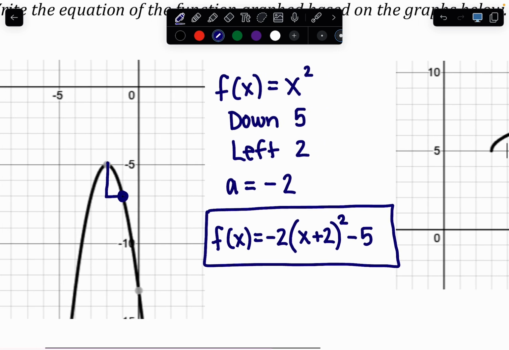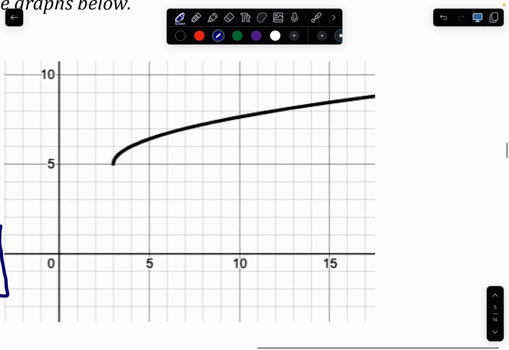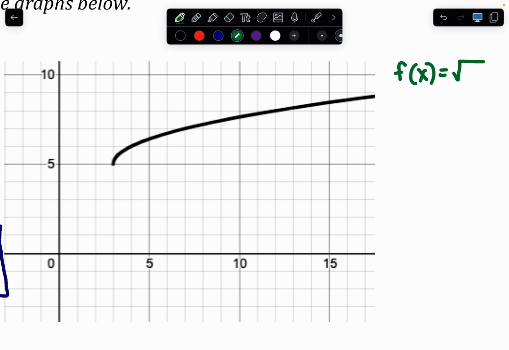Okay, last one. What is the parent function of this graph? Square root. Okay, how is it moving from the origin? Right 3 and up 5, good. And then from our starting point, we want to find the next closest or nice point. What is our value for a? 1. Since a is 1, do we need to write the 1?